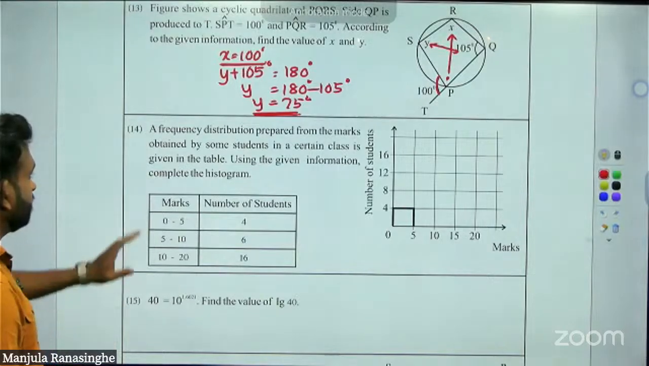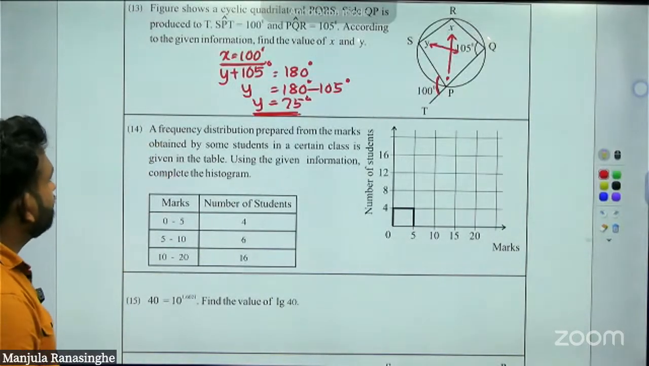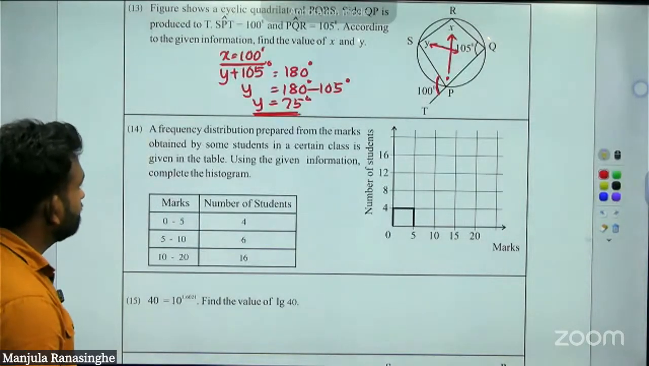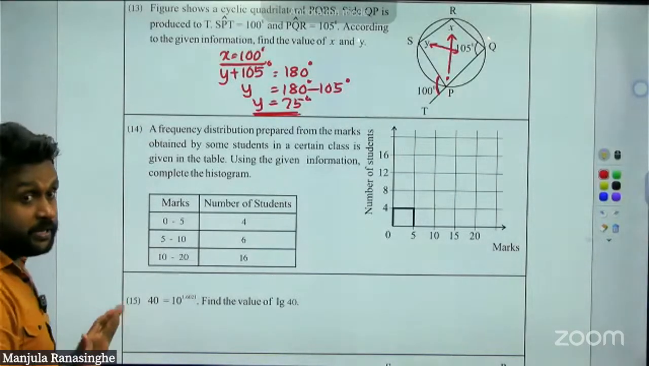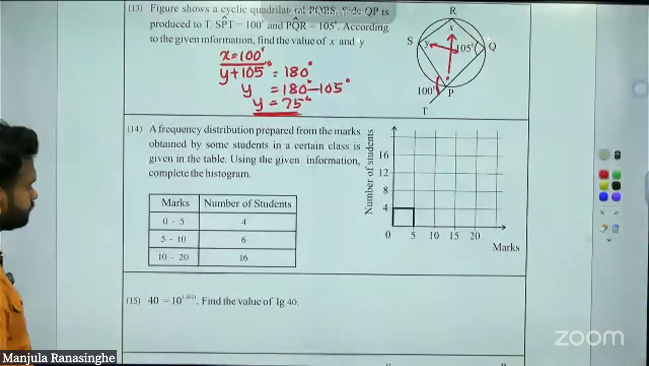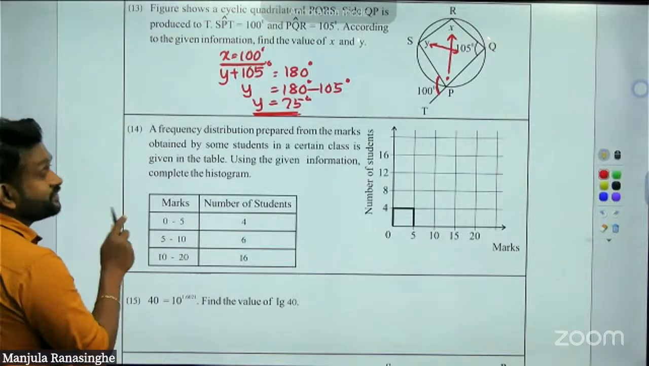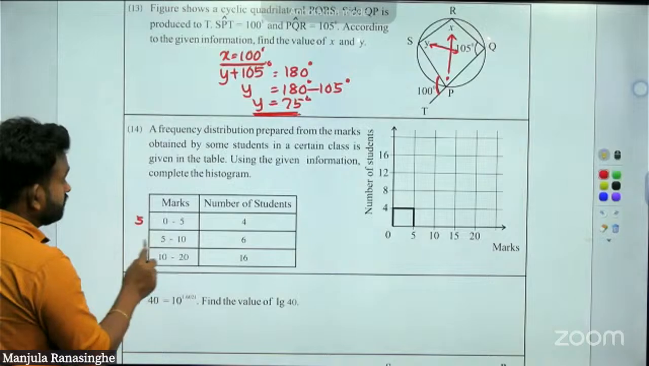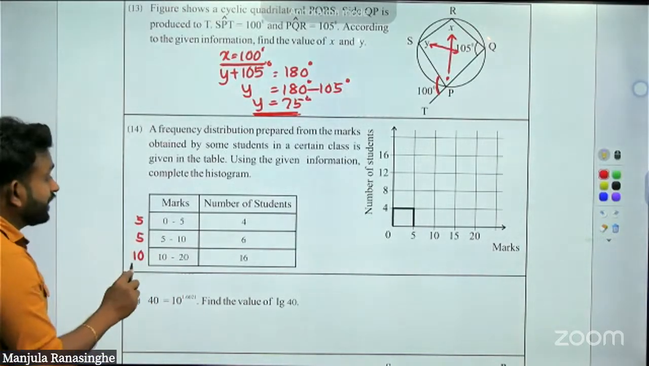Question number 14. A frequency distribution prepared from the marks obtained by some students in a certain class is given in the table. Using the given information, complete the histogram. Be careful to complete the histogram. Before drawing, check the class interval size. Here 0 to 5 is size 5, 5 to 10 is size 5, 10 to 20 has a class size of 10.